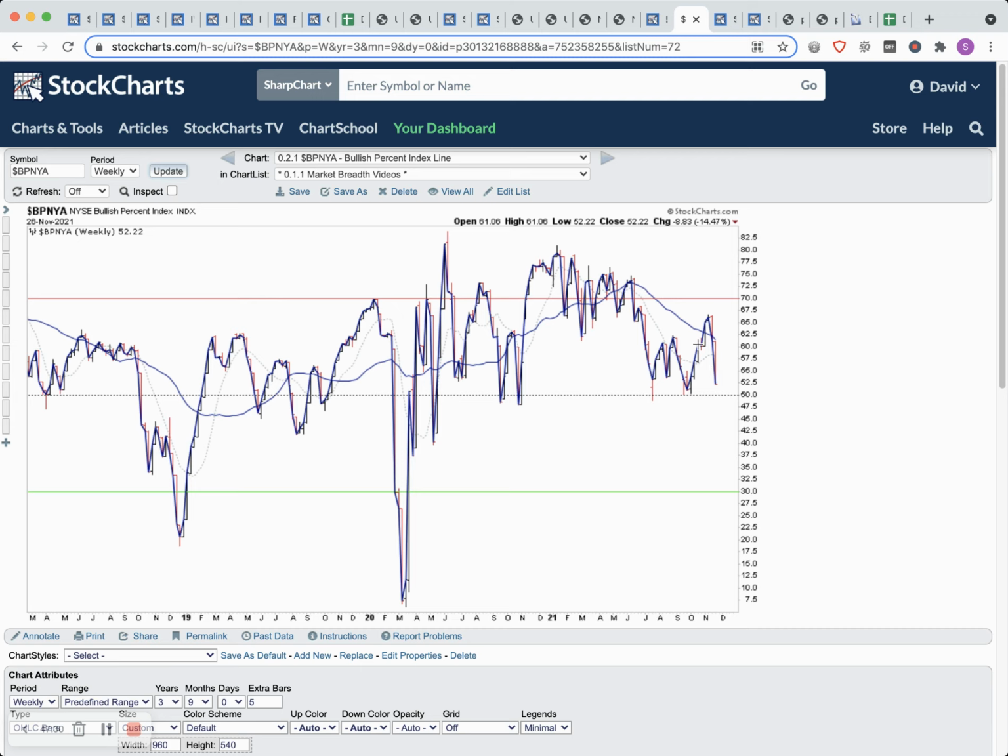So pretty neutral at the moment on this one, but you can see we had a strong negative week, minus 14 there, and back down towards the 50% level again. So it's in a downtrend on the short term there.